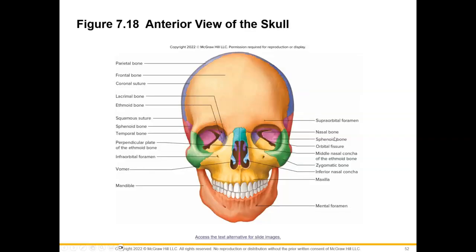Okay, the sphenoid bone is one of the bones at the back of the eye orbit. Then you do have an opening of the eye for the blood vessels and nerves, the orbital fissure. Okay, the middle nasal concha at the back. Those are parts of the ethmoid bone. Zygomatic bone, which forms your cheeks. Another smaller bone at the back, the inferior nasal concha at the back of the nose. And the area of the bones above the mandible are the maxilla or maxilla.